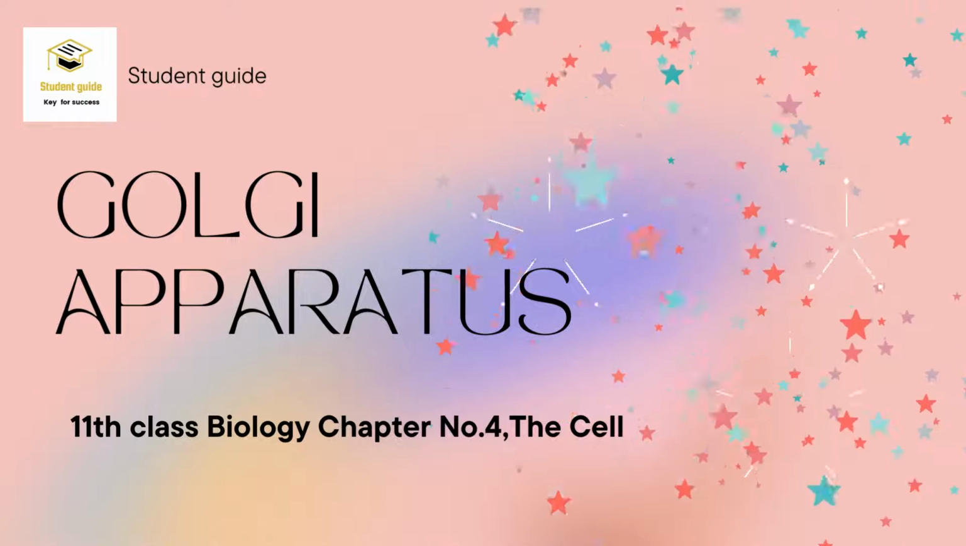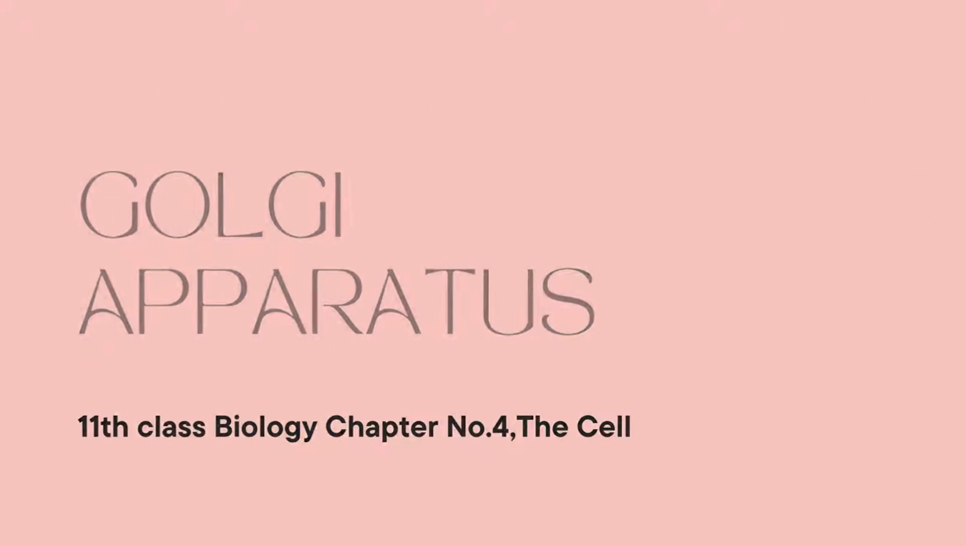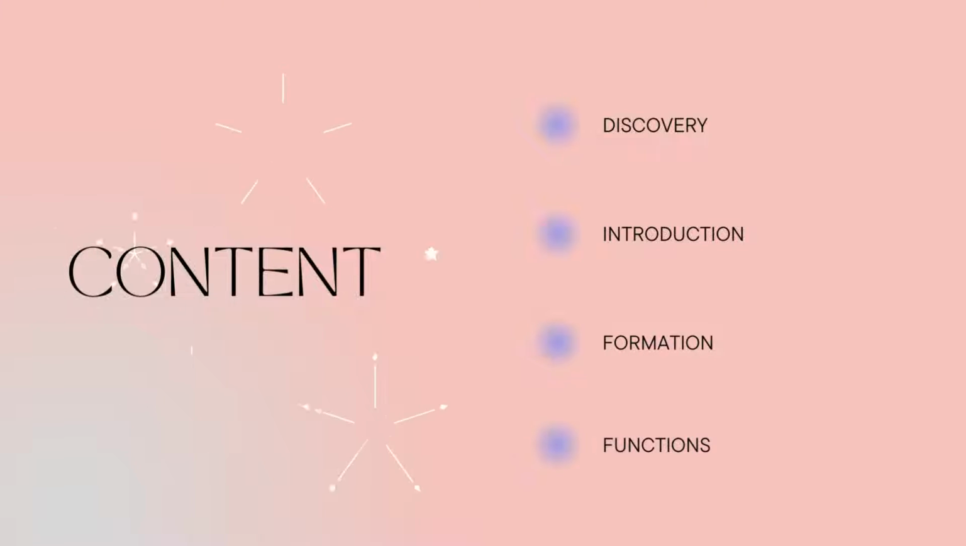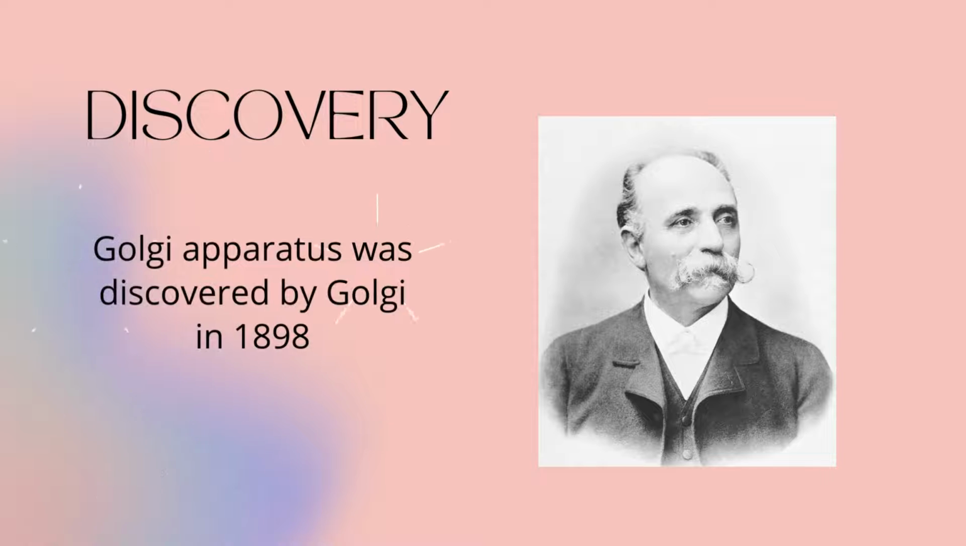Our topic from 11th class biology, chapter number 4, the cell. In this topic we will discuss the discovery of Golgi apparatus, its introduction, basic concept, formation and function. Golgi apparatus is named so after its discoverer, Camillo Golgi. Golgi apparatus was discovered by Camillo Golgi in 1898.